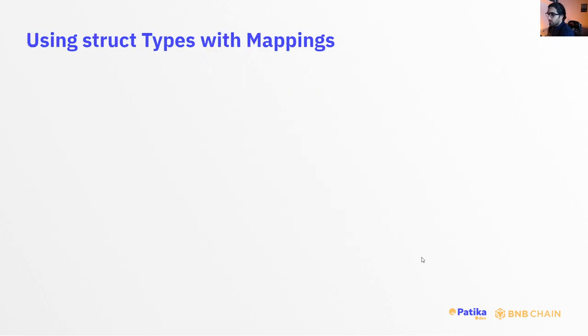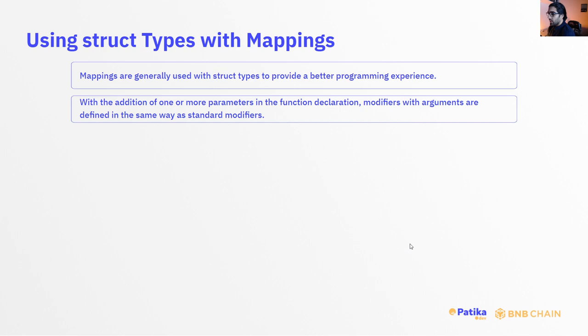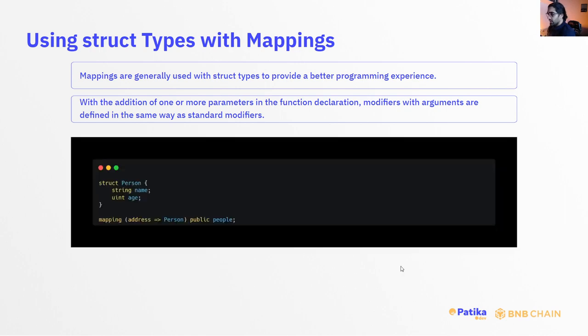So using struct type with mappings, I will talk about structs in another video. So let's see the usage here. Mappings are generally used with struct types to provide a better programming experience. With the addition of one or more parameters in the function declaration, modifiers with arguments are defined in the same way as standard modifiers. So I will also talk about modifiers in detail, so you don't need to worry about it for now. And here is an example.